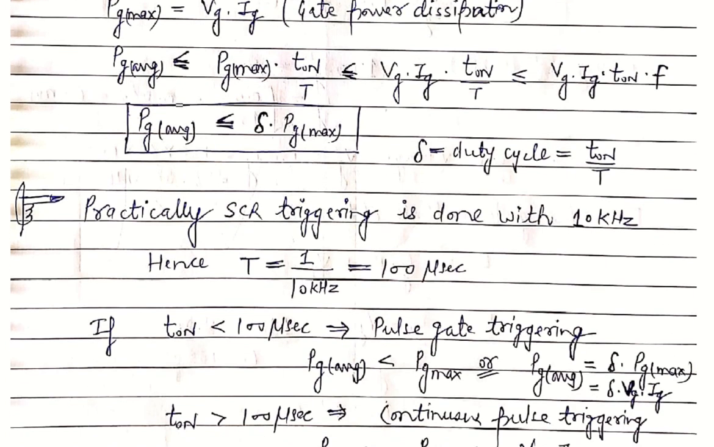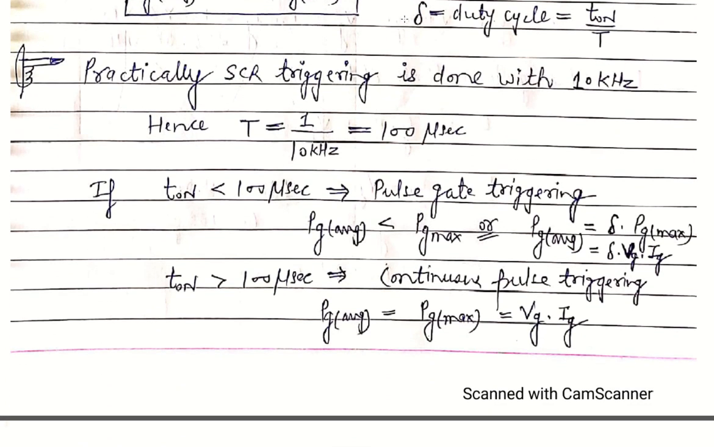Now we will see some points regarding these two techniques. Practically, SCR triggering is done at 10 kilohertz, so a higher frequency is used for triggering the SCR. Higher frequency means a higher carrier frequency, so there are more pulsations with periodicity. Hence T is equal to 1 by F, which is the time period. If we calculate this time period, it is 100 microseconds.